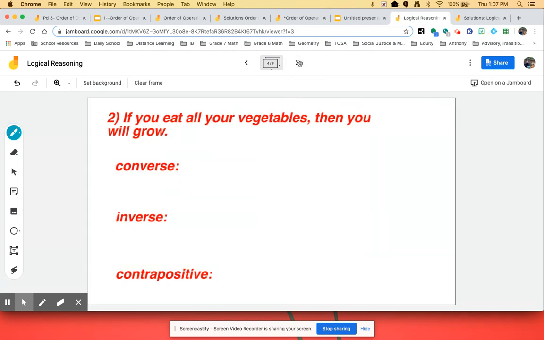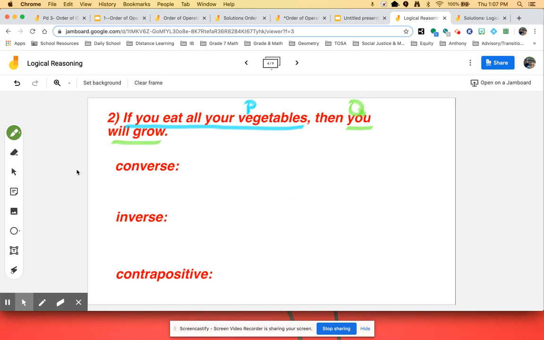So on this slide, we'll do this one together, and then I'm going to ask you to do a couple by yourself while you're trying them out. So if you eat all your vegetables, then you will grow. So the first thing we want to do is mark. So we're going to mark our P. If you eat all your vegetables, then you will grow. And then that's our Q.